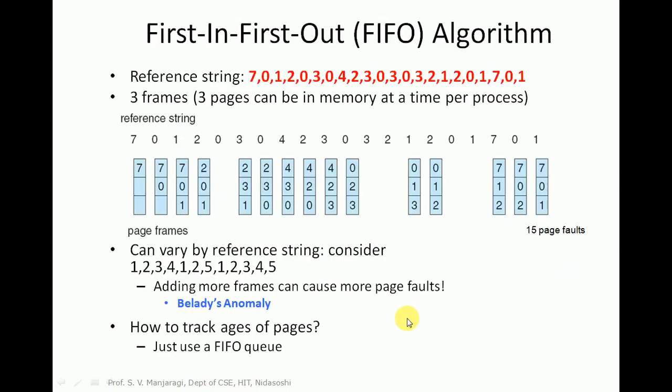Now let us look at the first page replacement algorithm, called the first in first out algorithm. In short, we call it the FIFO page replacement algorithm. Let us take a reference string here. This is a reference string, and let us assume that there are 3 frames. It means there are only 3 free frames available in the physical memory, and only 3 pages can be loaded into memory at a time.